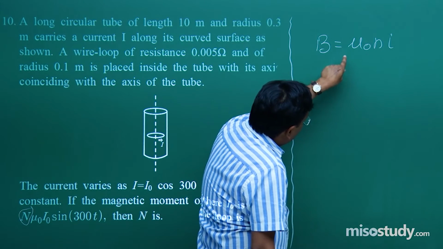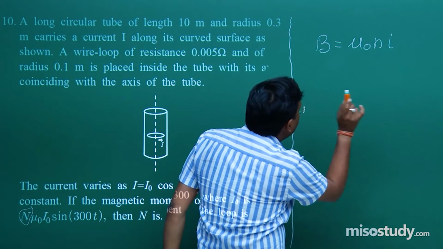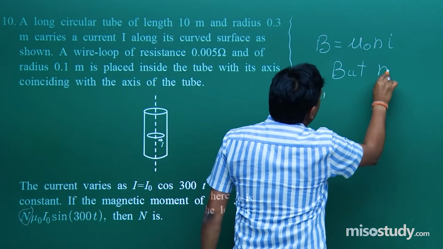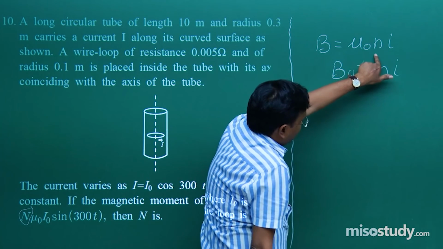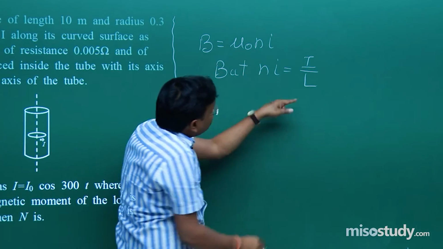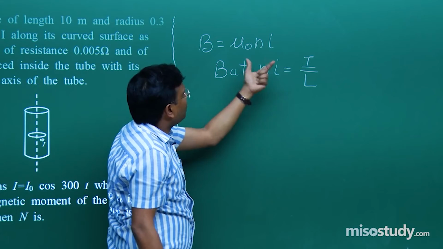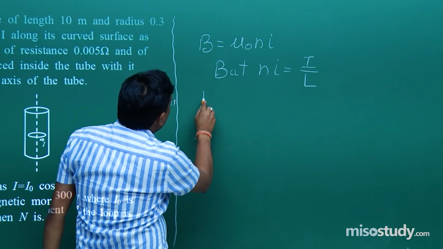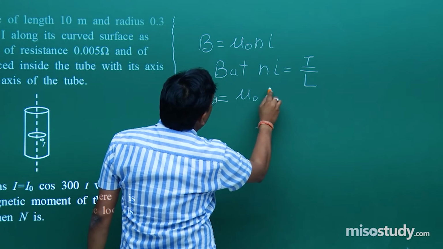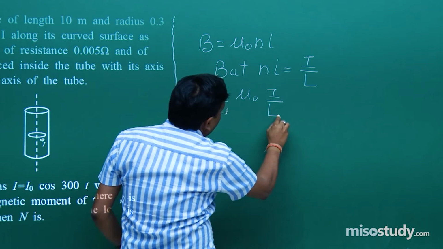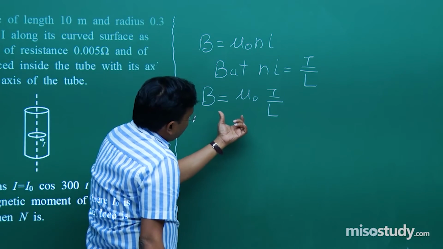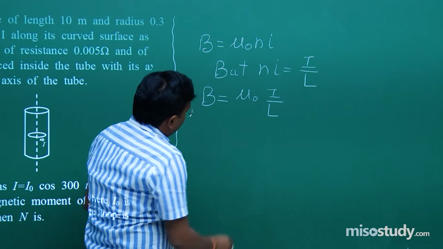Now, B is equal to mu naught n I, but N I, this term itself is equal to what? I by L, that is, total current in total length. Replace it. Very easily I can write mu naught I by L. No problem, simple replacement. So now B is equal to mu naught I by L.